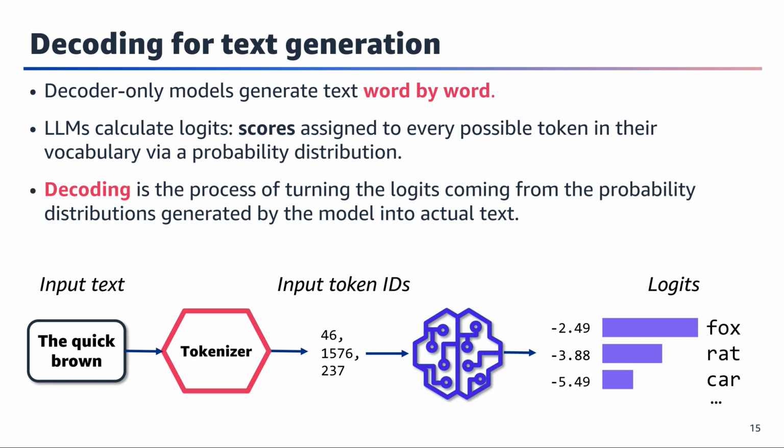At each step, the model selects the token with the highest logit score as the next word in the generated sequence. This process continues iteratively, with the model using the previously generated words as context to predict the next word, until a stopping criterion is met, such as reaching a maximum length or generating an end-of-sequence token.